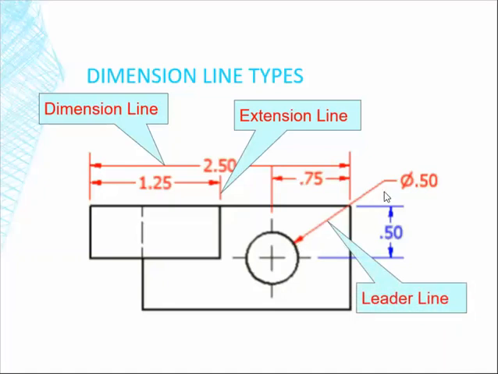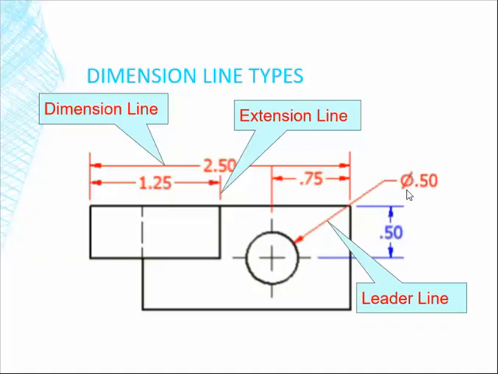And a leader line is going to be more for circles and arcs. So if you see a hole, or there's some kind of circle that's being extruded or pulled out from an object, those are usually referenced by using a leader line. And that's going to always point to the center of the circle or the arc. And then it's going to be drawn out away from the object. And then you have your dimension here.